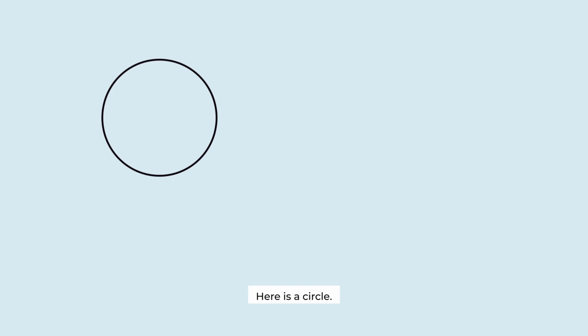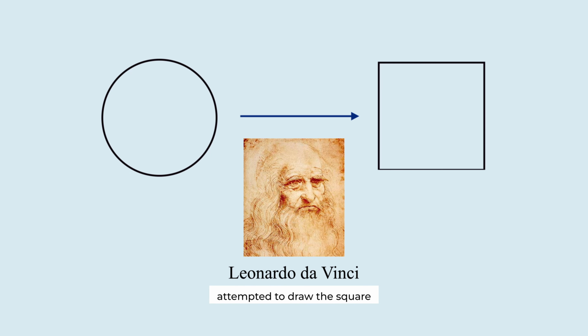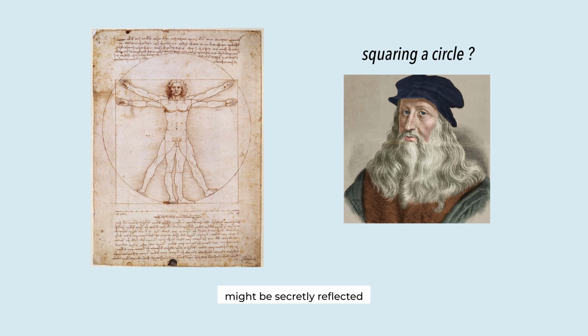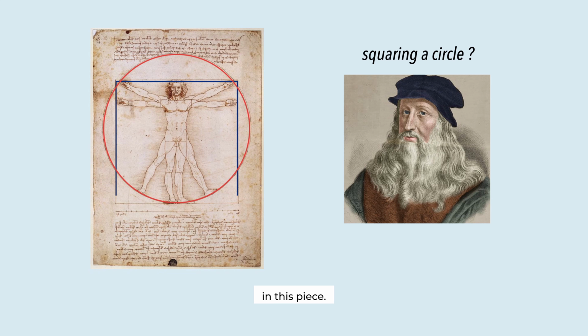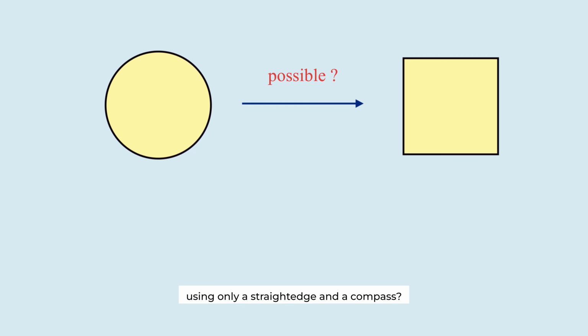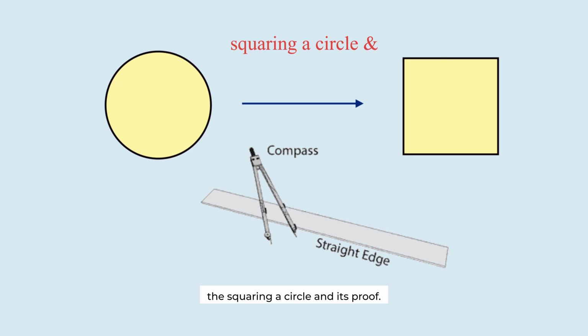Here's a circle. The genius Leonardo da Vinci attempted to draw the square with the same area. His interest in this challenge might be secretly reflected in this piece. Is it possible to construct that square using only a straight edge and compass? Let's explore squaring the circle and its proof.